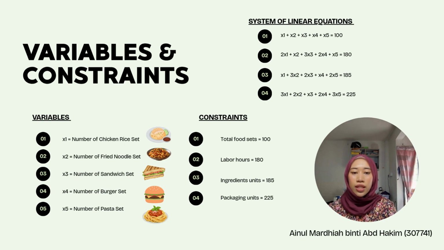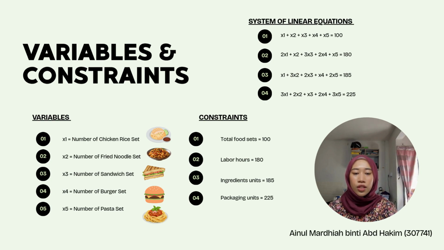Variable x1 represents the number of chicken rice sets produced. Variable x2 represents the number of fried noodle sets produced. Variable x3 represents the number of sandwich sets produced. Variable x4 represents the number of burger sets produced. Variable x5 represents the number of pasta sets produced.